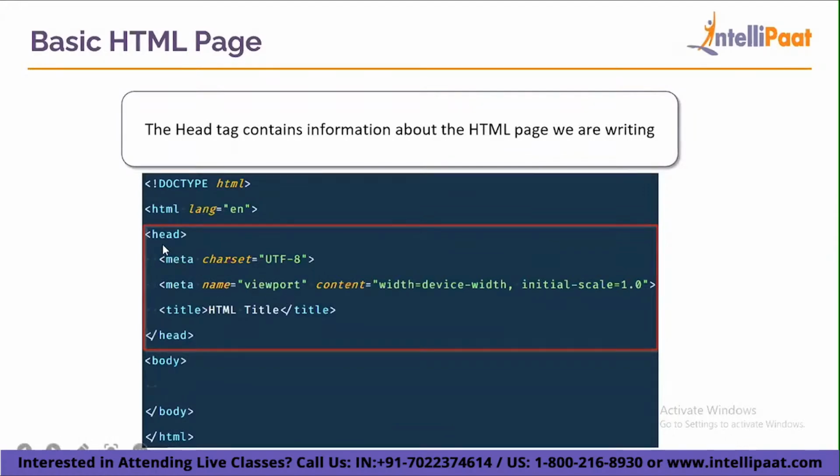Okay, so see here I have meta charset equals UTF-8, meta name equals viewport, content equals width equals device-width, initial-scale equals 1.0, and next title equals HTML title. So this is a meta tag. The meta tag is nothing but information about the data. Okay, the definition of meta is nothing but information about the data.